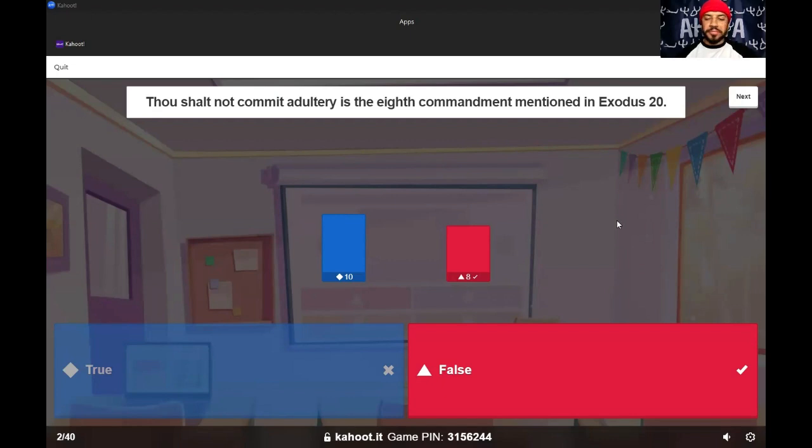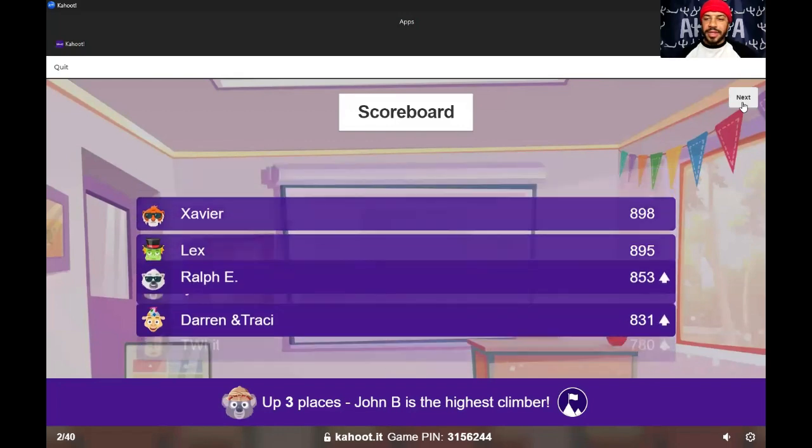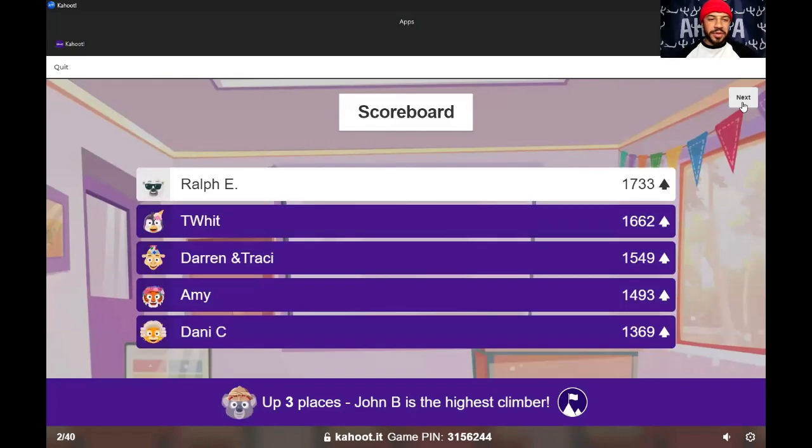All right. Make your adjustments with the speed. Enough of you have said we have enough time, so we're going to continue with it. This was question 2 of 40. Let's see the scoreboard. Okay, Ralph in the lead. Okay. Here we go.